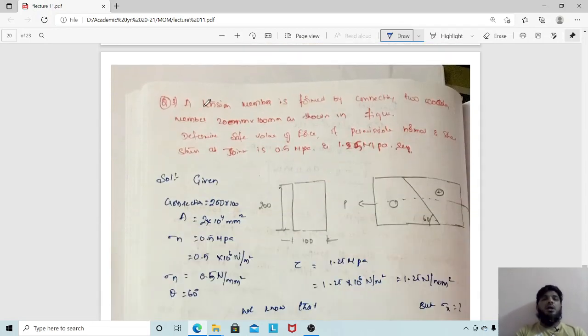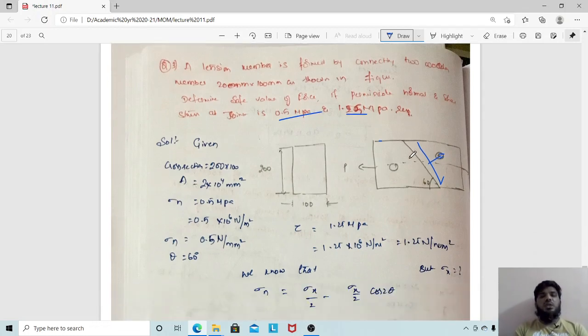Next problem. A tensile member is formed by connecting two wooden members. Here there are two wooden members. This is the first wooden member, I have written 1, 2. So two wooden members we are trying to attach, as shown in the figure. Determine the safe value of force if the permissible normal and shear stress at the joint is 0.5 megapascal and 1.25 megapascal. So the normal stress on the oblique plane and the shear stress should be within 0.5 megapascal and 1.25 megapascal.